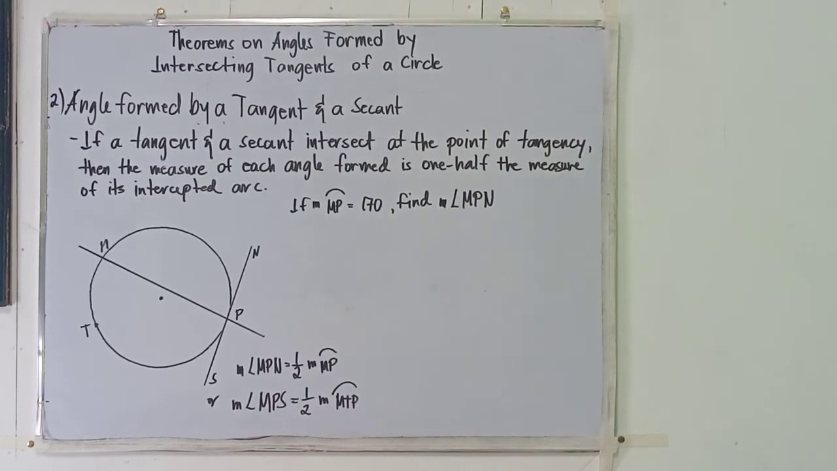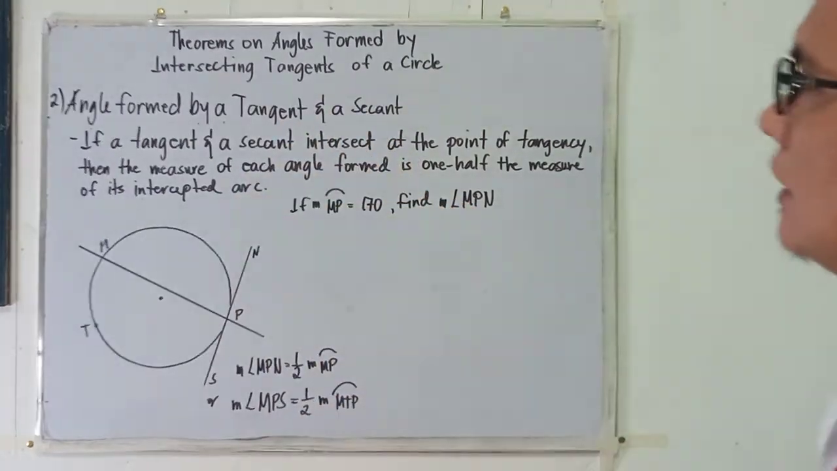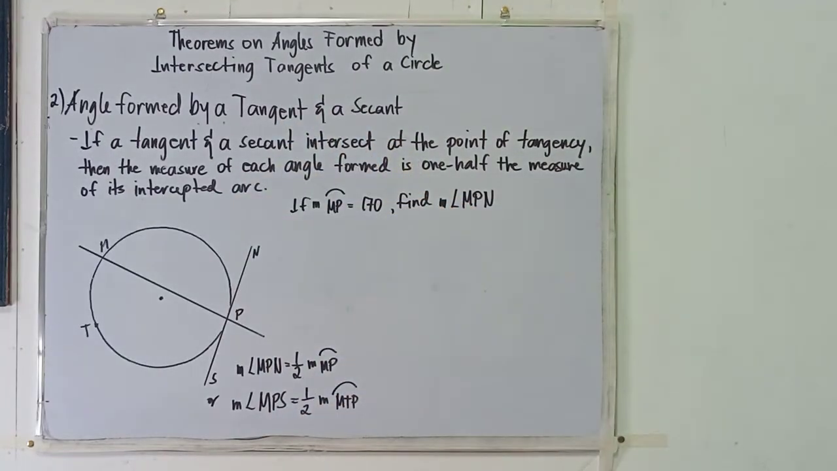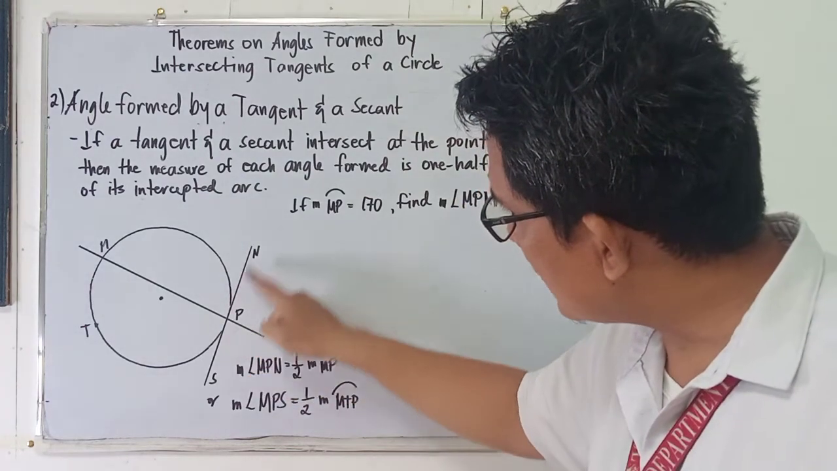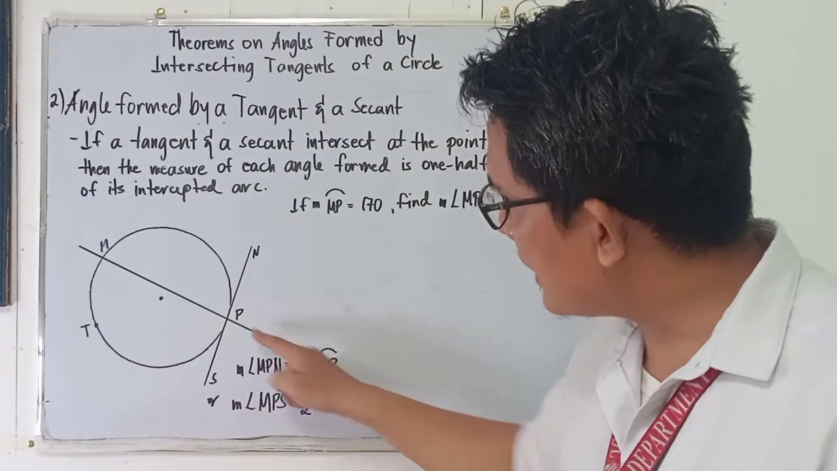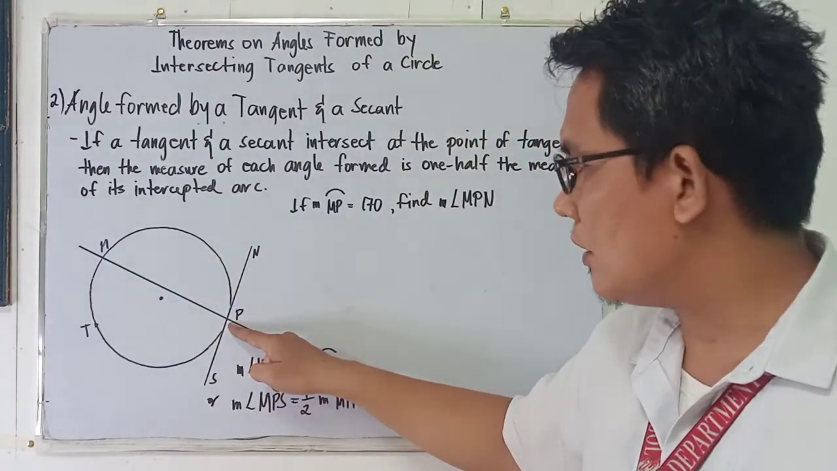Okay, let us now go to the second type of angle formed by a tangent and a secant. This is different from the first example of a tangent and a secant line that intersect outside of the circle. Here, the point of intersection of the tangent and the secant line is at the point of tangency. This is our tangent line, and this is our secant line. The two lines meet at the point of tangency on the circle.